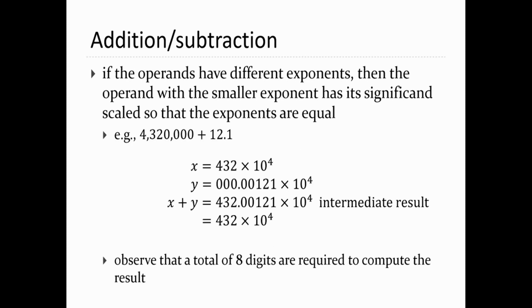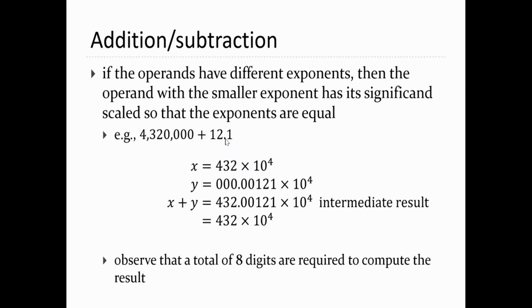All right, now what happens if your operands have different exponents? Then what you do is you take the operand with the smaller exponent and you scale it so that the exponents are equal. So here I've got 4 million something and 12.1.